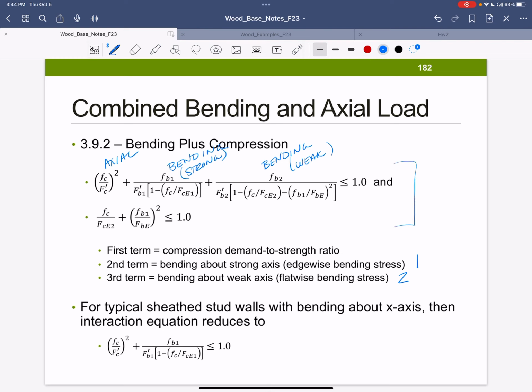For a typical stud wall where we've only got the x-axis bending, you remember we talked about that in the columns, then we can actually get rid of the weak axis term and we get just the simplified version. Okay, so you knock off the weak axis term.